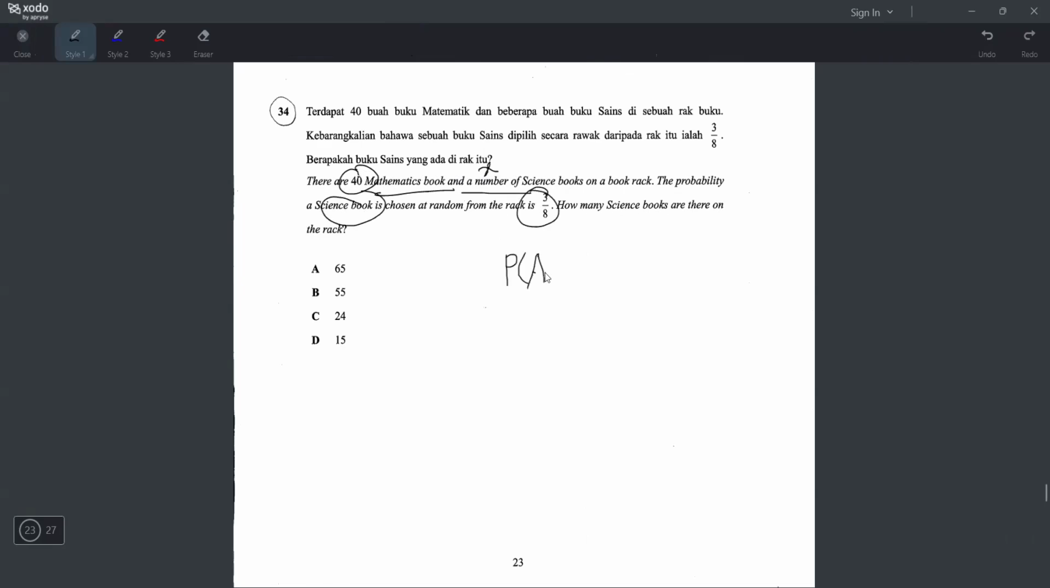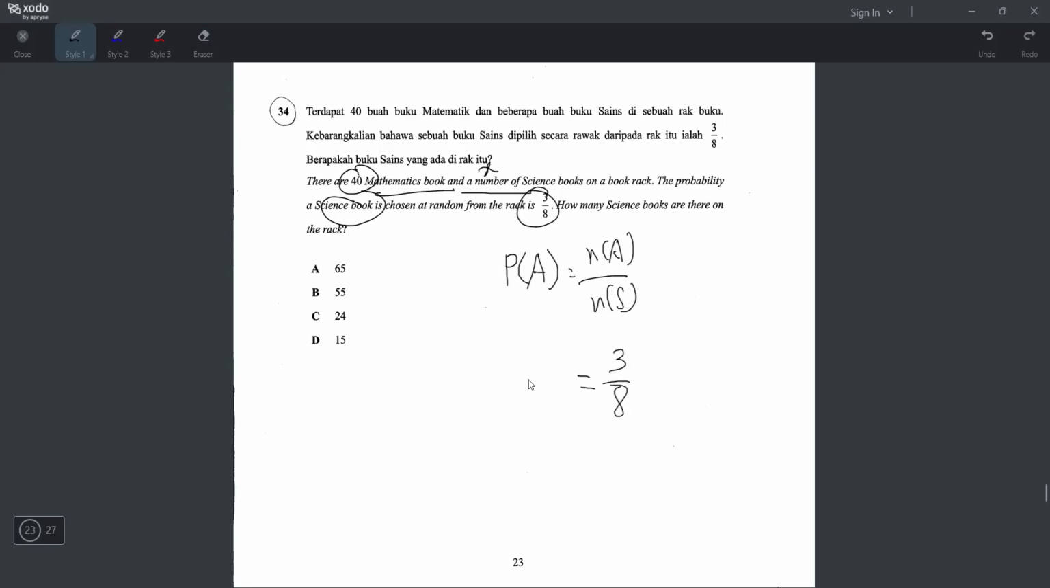Okay, the probability formula is you take the NA over NS. And the A can be anything. For example, if I want probability of boy, then the formula will be number of boy divide the total. NS means total. What if I want probability of mathematics book? Then the formula is number of mathematics book divide total, right? Okay, now they say probability of science book is 3 over 8.